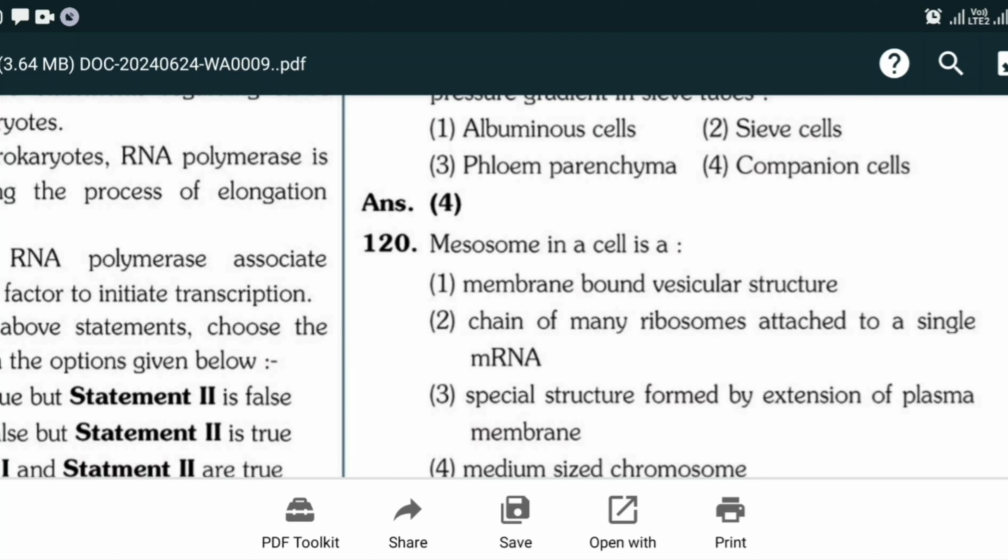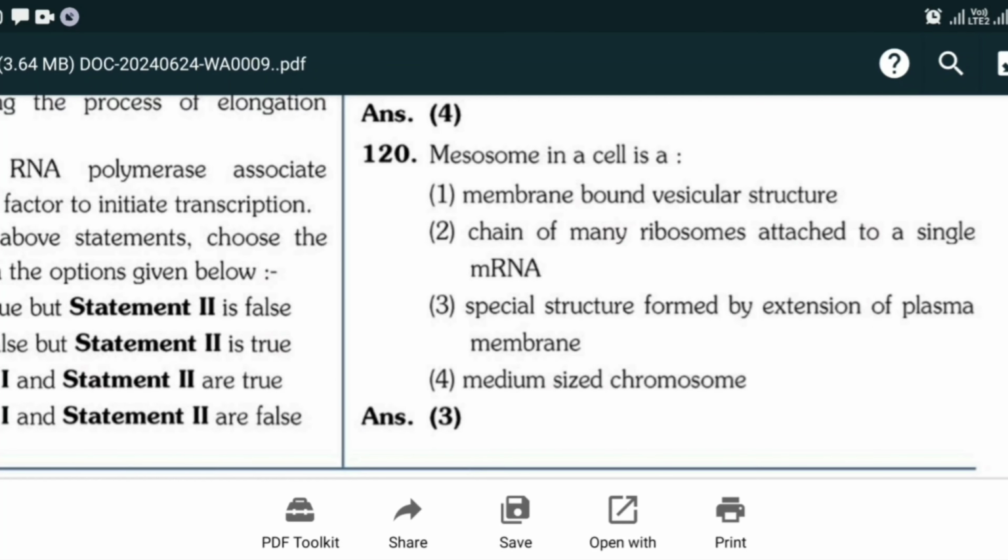Membrane-bound vesicular structure means that is a lysosome. So that is wrong. Then chain of many ribosomes attached to a single mRNA means that is polyribosome, or polysome, it is called. Then special structure formed by extension of plasma membrane, this is correct. This mesosome majorly helps in respiration in the bacteria. Then medium-sized chromosome, that is wrong. So the correct option is the third option.